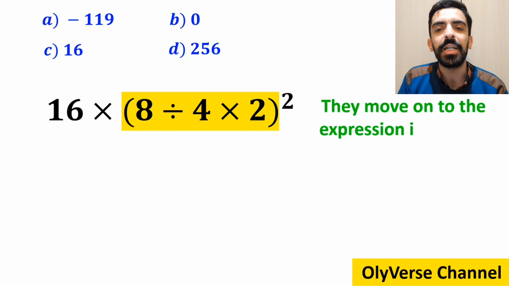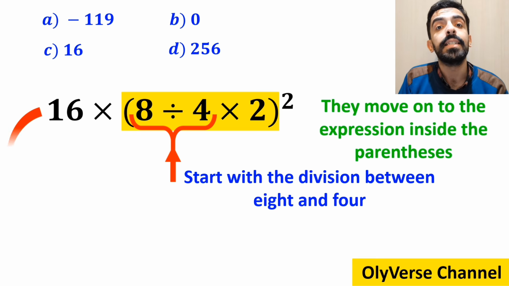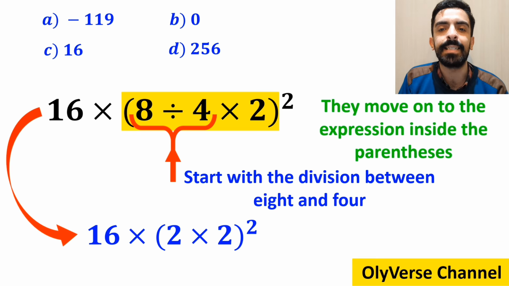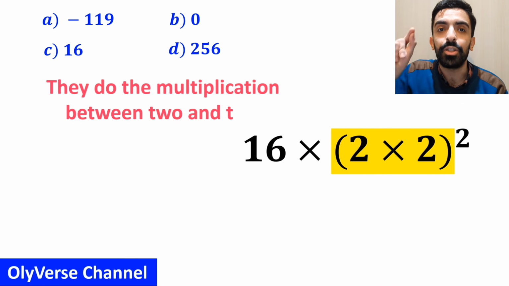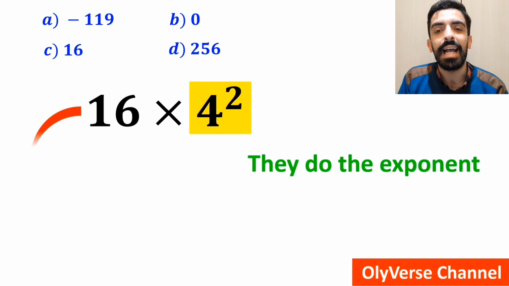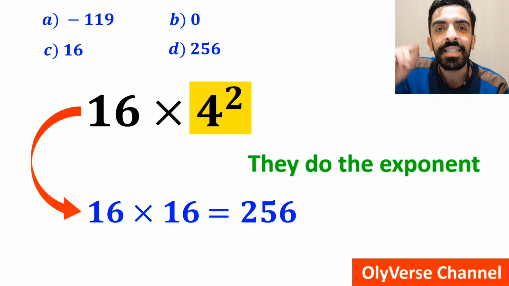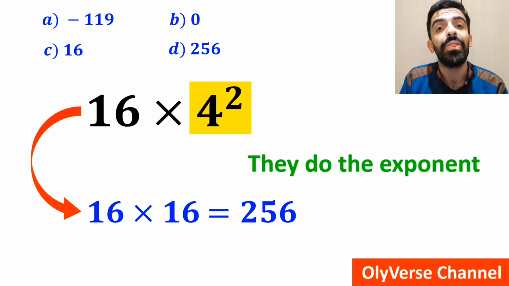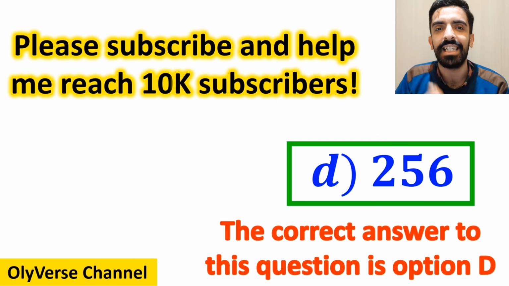Then they move on to the expression inside the parentheses and start with the division between 8 and 4. So they simplify this expression to 16 multiplied by (2 times 2) all squared. Next, they do the multiplication between 2 and 2 and write this expression as 16 times 4 squared. Finally, they do the exponent and simplify this expression to 16 times 16, which finally gives them the answer 256. Then, they quickly say that the correct answer to this question is option D.